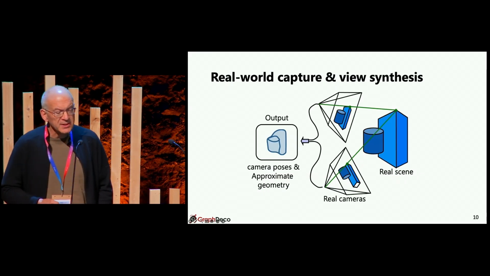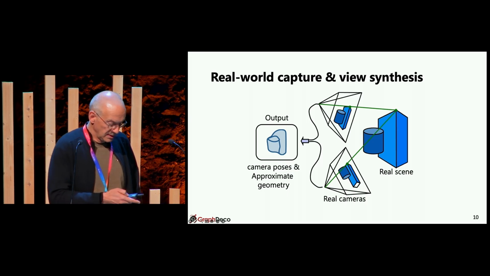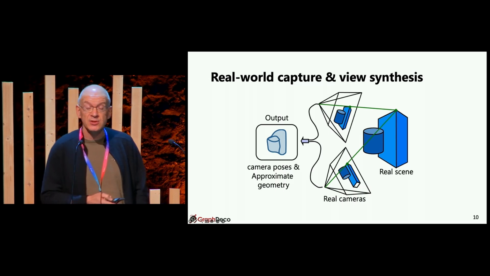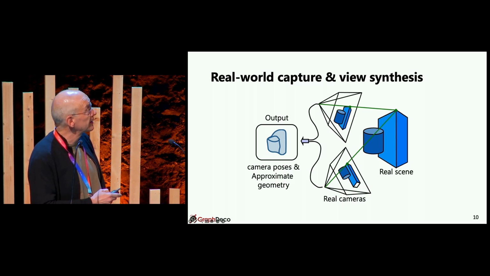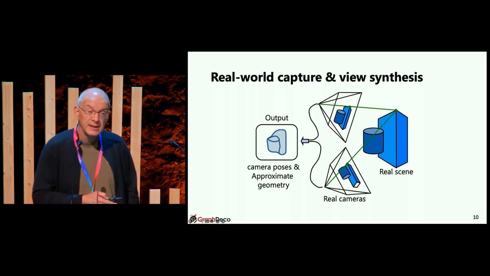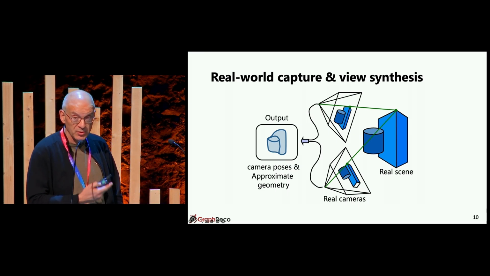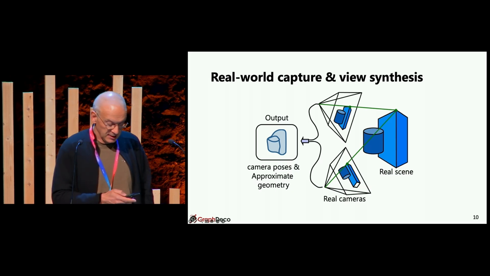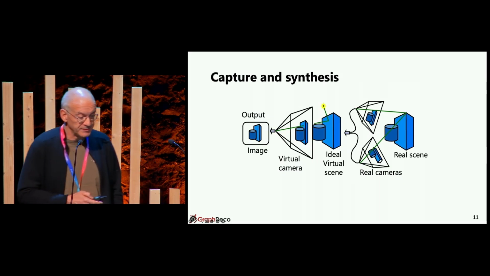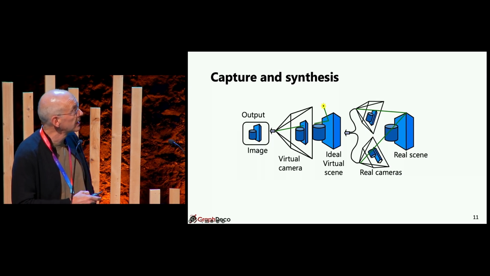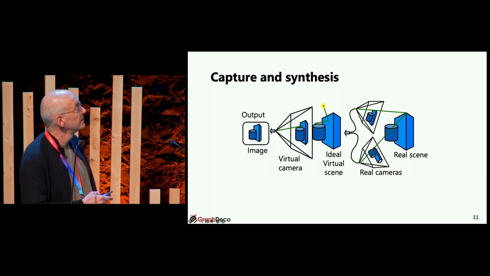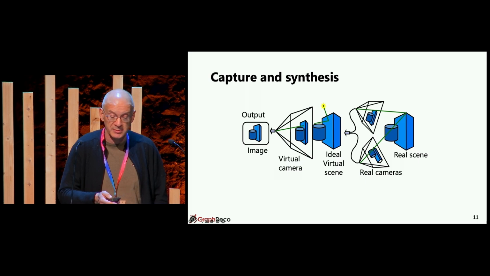So this brings us to the world of computer vision. And computer vision typically starts with a real scene. They have real cameras because somebody takes pictures or video. And then as an output, you get camera poses, so the position and the orientation of the cameras, which are computed using computer vision algorithms, and approximate geometry. So we can put all of this together and say, well, okay, I have a real scene, I take the real cameras, and if I have perfect computer vision, then I get an ideal virtual scene, and then I can just place a virtual camera wherever I want and look around in the environment, problem solved.